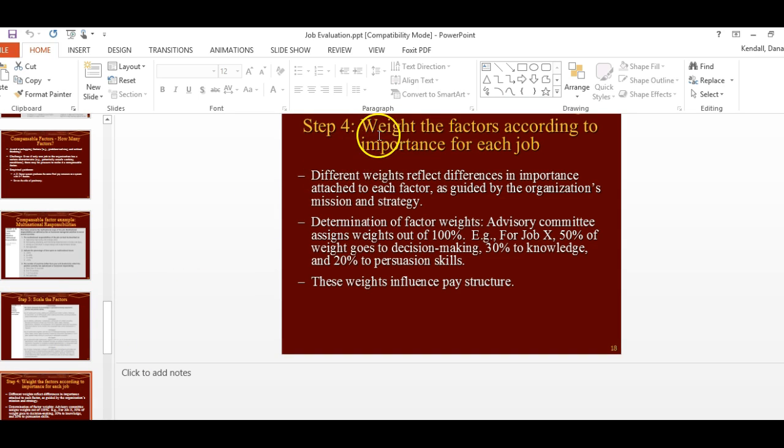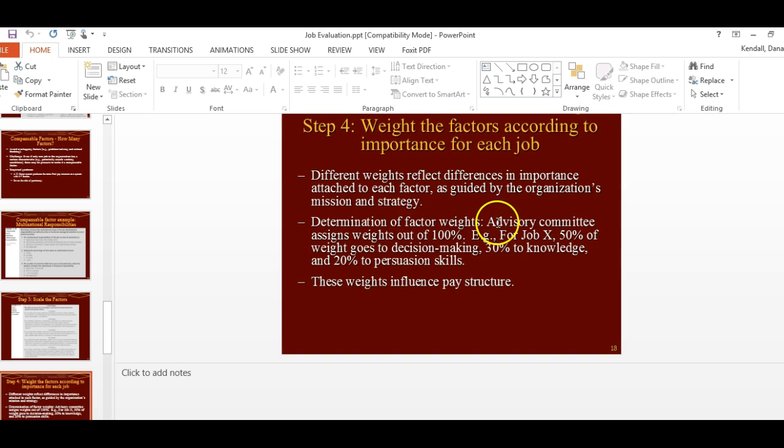Okay, step 4. After we have scaled the factors and come up with the degrees that the factors is needed for the position, we're going to weight the factors according to the importance for each job. So for each job, how much do you need knowledge? How much do you need decision making? How much do you need multinational competence? And this is going to be, again, guided by the org's mission, as all the things we're doing in HR.